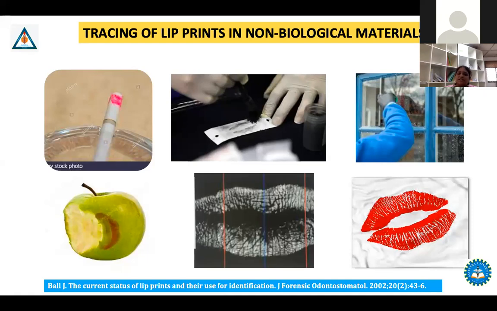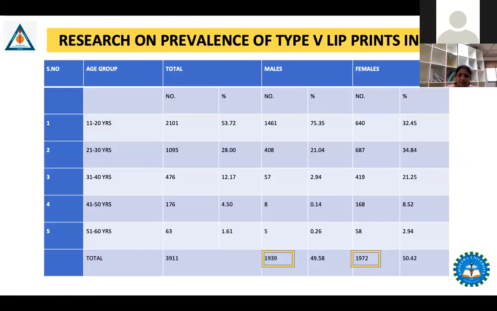And she has established that lip prints can be traced from cigarette butts, glass doors, and food items like apple, along with the teeth markings. These lip prints will be very useful in identifying the suspect because you're getting two identification tool markings, which can be compared and give more possible evidence. Similarly, lip prints can be traced from clothing as well as from the skin.